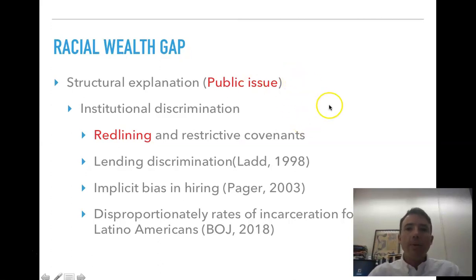So I think C. Wright Mills' concept of the sociological imagination has much more explanatory power than does an individualistic explanation, particularly when looking at racial wealth gaps.